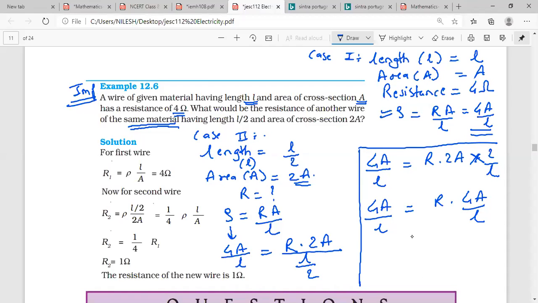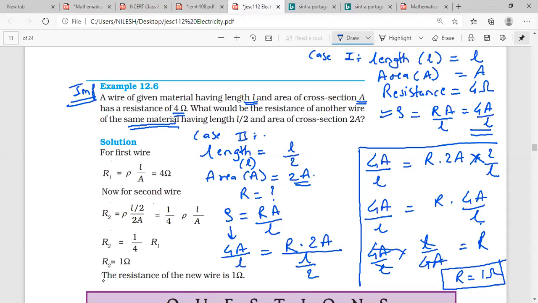Now this 4a, don't cancel like this and say R is equal to 0. Apply your brains. The denominator goes and becomes the numerator. So 4a upon L as it is into L upon 4a is equal to R. L and L cancel, 4a cancels, R becomes 1 ohm. The resistance of the new wire is 1 ohm.